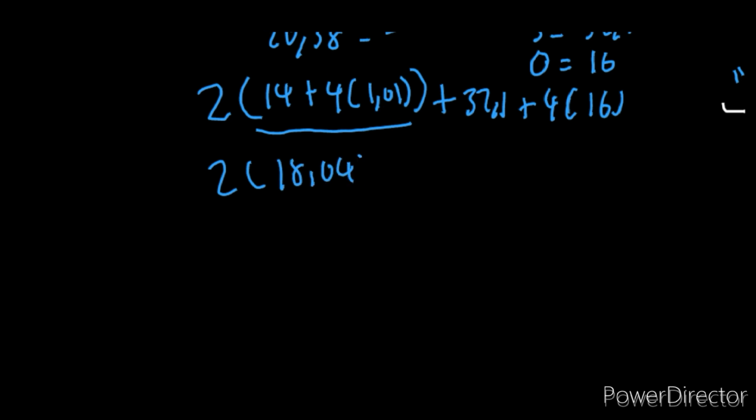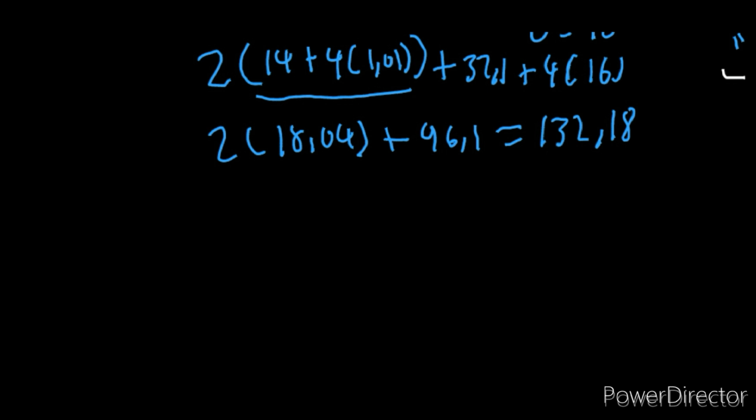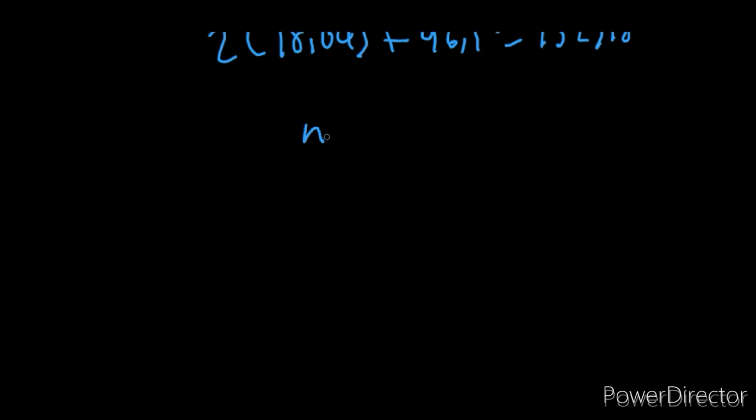And then from here, we're going to end up having 64 plus 32.1. So I think that should be 96.1. So let's just add this in the calculator. So this should be 132.18. So this that we found was the molar mass. Let's get back to the formula. So we said n is equal to m over M, right?